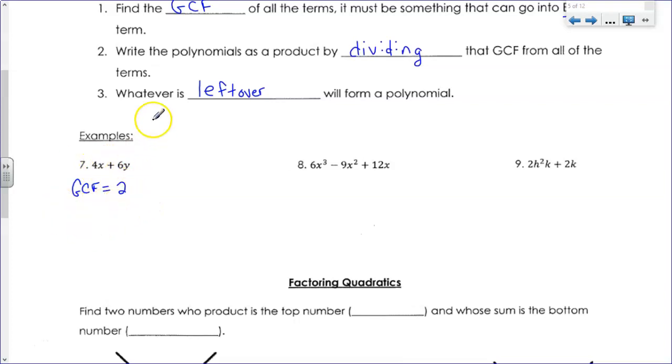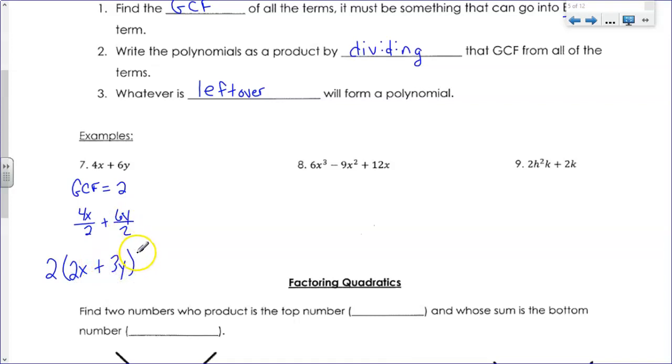Now we're going to take it a little bit further. We're going to divide each term by the GCF. So we're going to have 4x divided by 2, 6y divided by 2. Now we can't just throw that 2 away. So we have to write the 2 out in front, and then we're going to divide. 4 divided by 2 is 2 with an x. 6 divided by 2 is 3y.